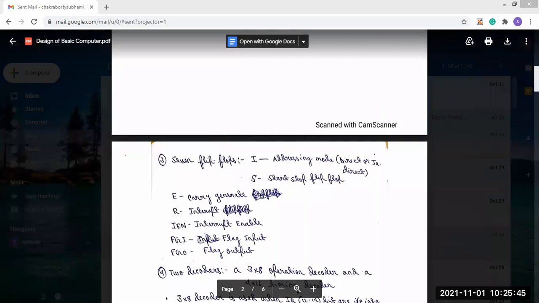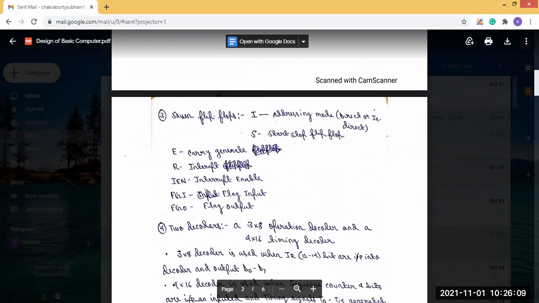And 2 decoders. We have already seen where these 2 decoders are used. One is the 3 into 8 decoder, and the other is the 4 into 16 decoder. The 3 into 8 decoder takes instructions register bits 12 to 14 as input, and the output signals generated go to the combinational control logic. And the other is the 4 into 16 decoder, with the sequence counter as input.